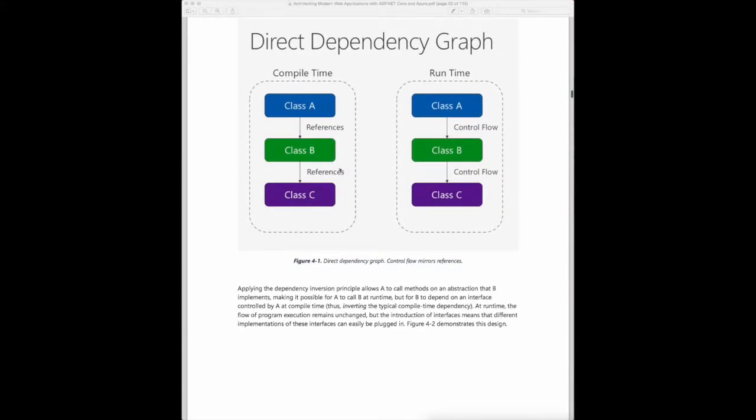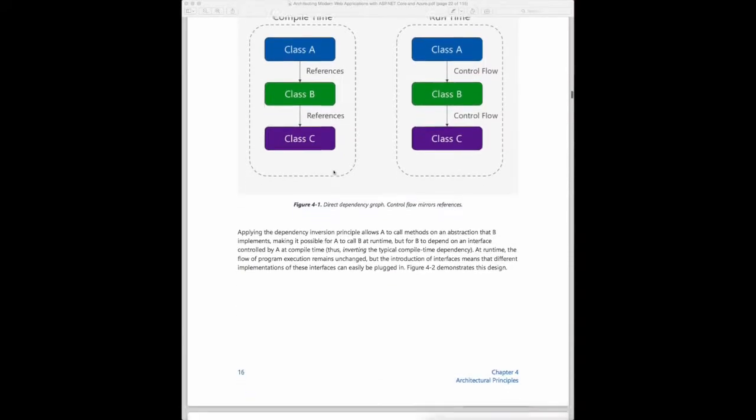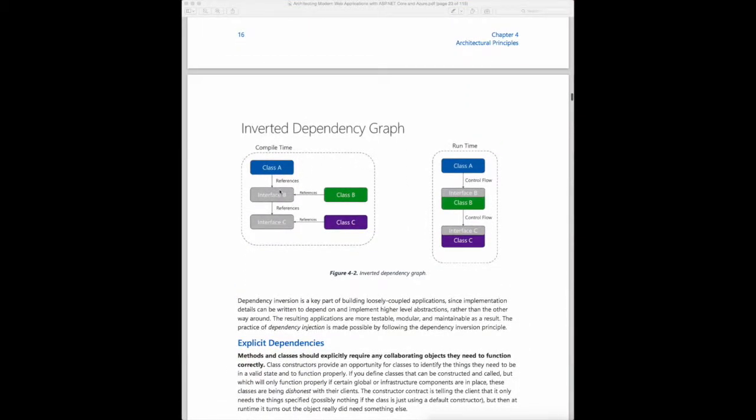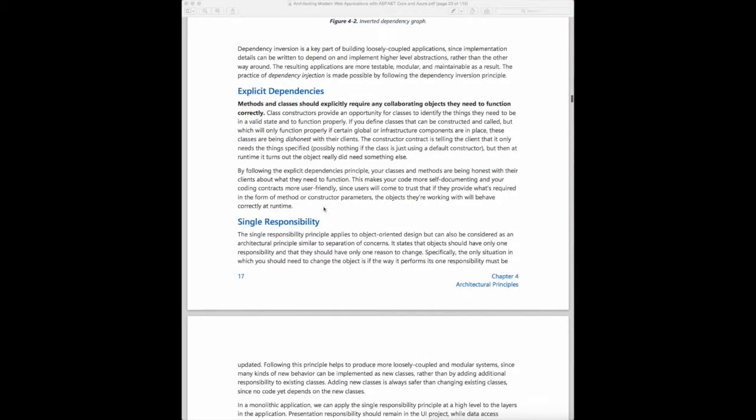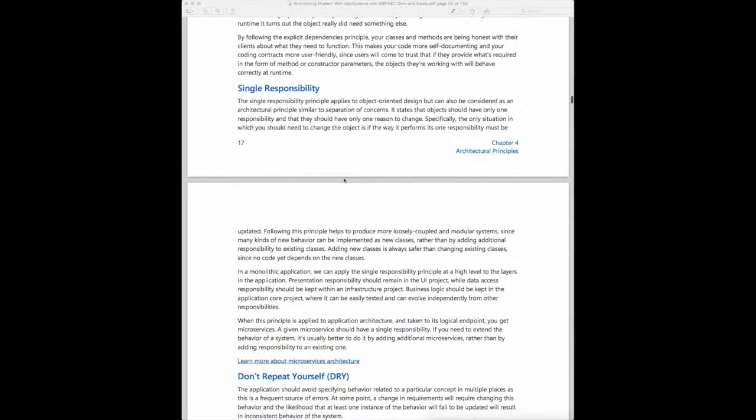Here it shows an example where we are not using any dependency injection: class A is tightly tied to class B and class C. Here it shows what dependency injection is going to look like. Basically, you are coding to the interface, not the real class.